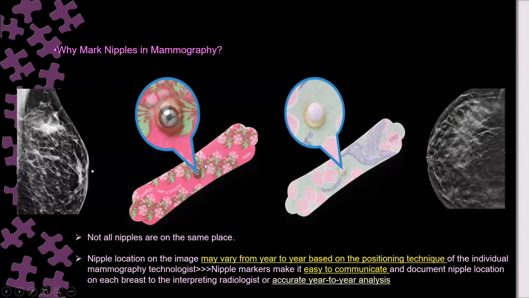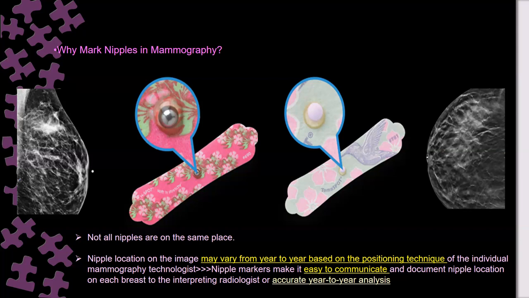And these are some types of nipple marks. You see, here this is a flattened nipple, but here this is an everted nipple. It depends, the nipple from one person to another is different. Each breast is unique. Not all nipples are at the same place. You see, there are variations. Even for the same person, one mammogram might be different from another. It depends on the positioning.